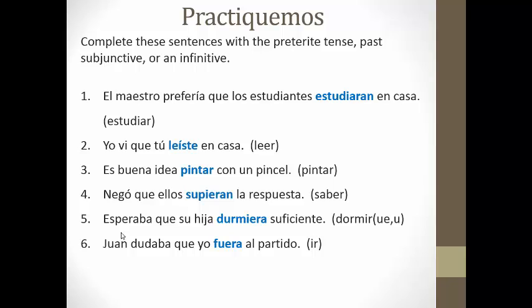5, she hoped that her daughter slept enough. So, yep, it is also going to require subjunctive. You've got durmiera. And lastly, number 6, Juan doubted that I went to the game. Again, that meets all 3 requirements. Ir is going to be in the past subjunctive, fuera.